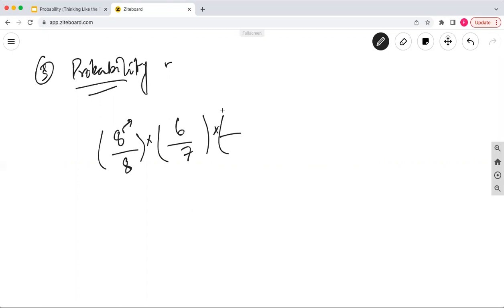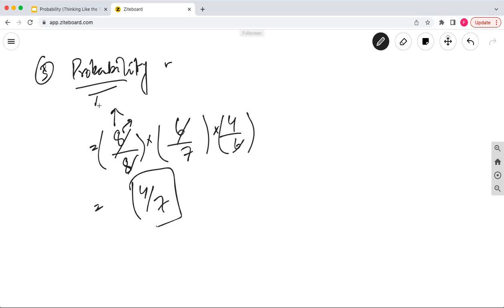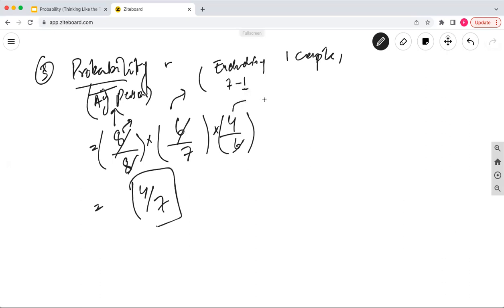Now I'm left with 4 options, and this will be 4 by 6. So just multiply this. What is the answer? This will cancel out, this will cancel out, and this is 4 by 7. This is any person selected. This is excluding one couple. So that will be 7 left, excluding one person, so that we are left with 6. And now this is 5 minus 1, which is 4, so 4 by 6. So there are always multiple ways to solve a question.